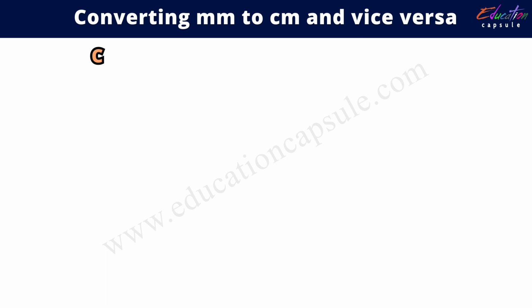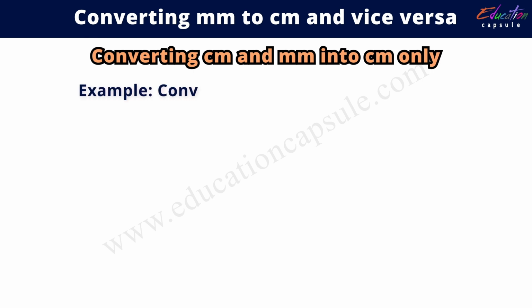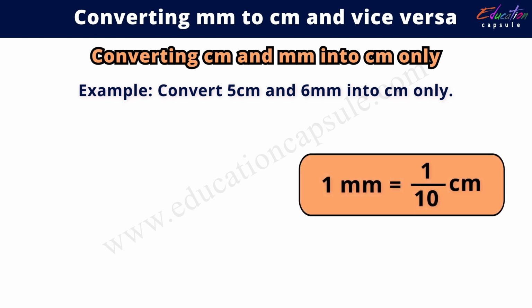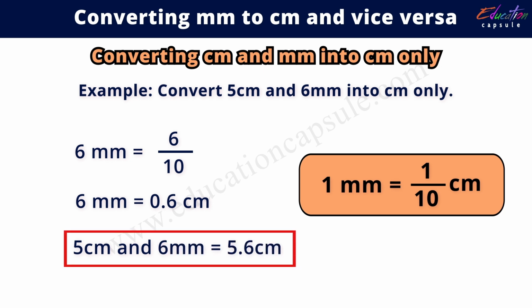Next is converting centimeters and millimeters into centimeters only. Convert 5 centimeters and 6 millimeters into centimeters only. We know that 1 millimeter is equal to 1/10 of a centimeter. Therefore, 6 millimeters would equal 6/10 of a centimeter, or we can write it as 0.6 centimeter. Therefore, 5 centimeters and 6 millimeters would equal 5.6 centimeters.